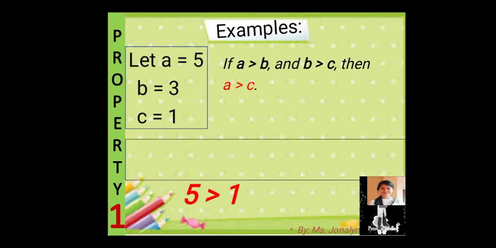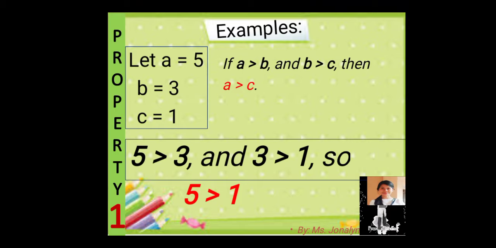Here, we let A is equal to 5, B is equal to 3, and C is equal to 1. To check, is A greater than B? So 5 is greater than 3, true. And B is greater than C, so 3 is greater than 1, true. So, A is greater than C, 5 is greater than 1, true.